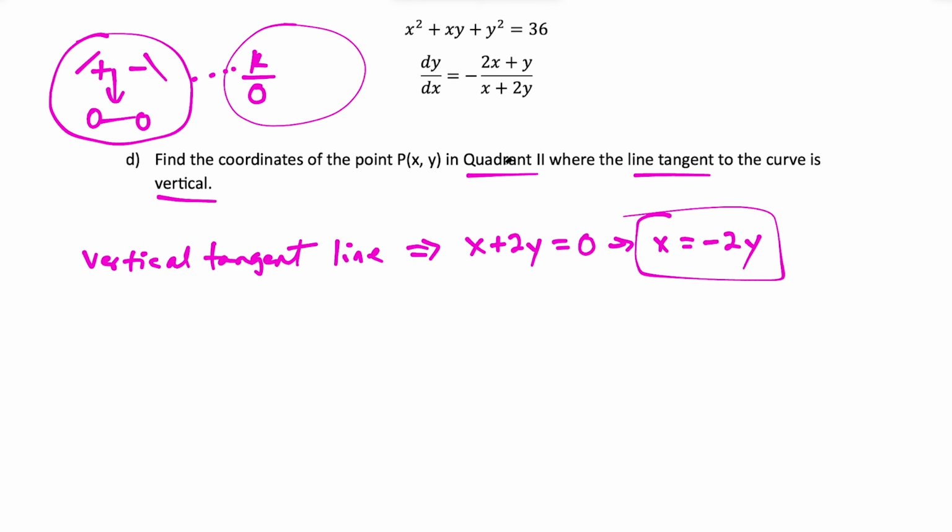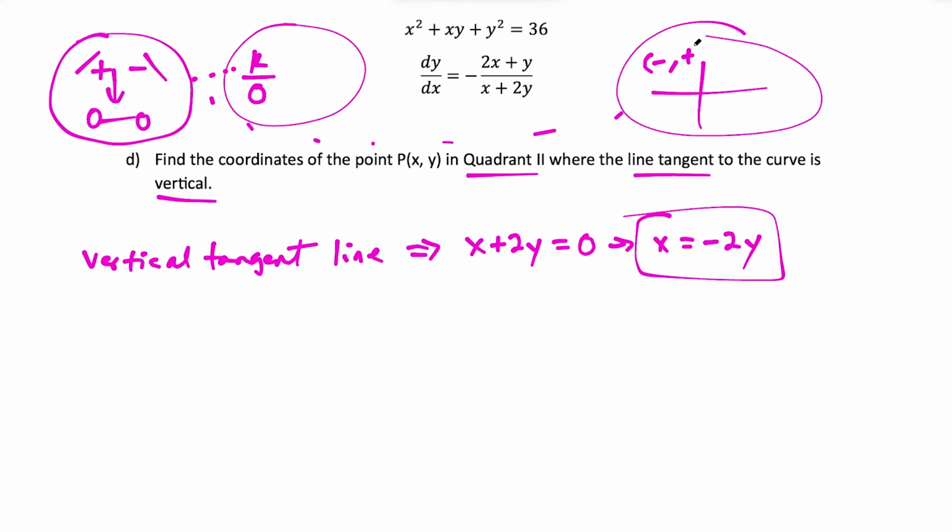But be mindful here that we are in quadrant 2. So another thing I'm thinking of is that when we're in quadrant 2, the x is negative and the y is positive. So that's just going to help us make sure we find the right answer. So now we plug in, and instead of x squared, we're going to have negative 2y squared, plus x times y. So we replace x with negative 2y and multiply that by y, and then we have plus y squared is equal to 36.